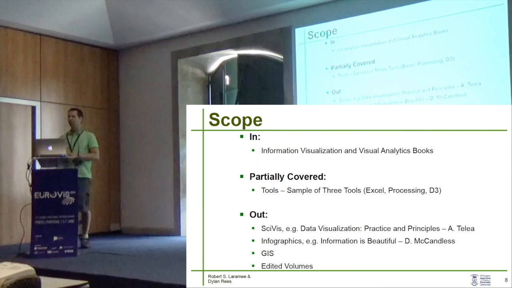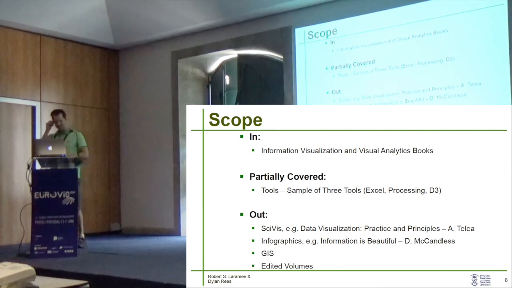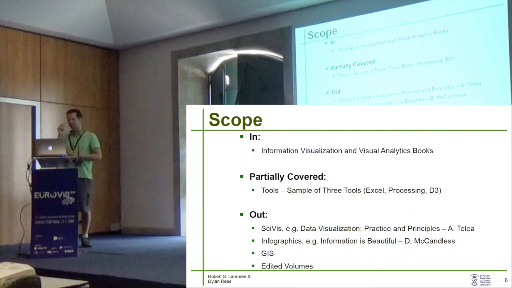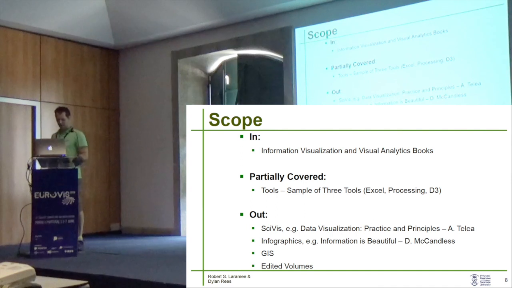So the scope was a discussion that we had for quite a long time. What we could include, this was a very tricky aspect, I would say, of the survey, what we could include and what we couldn't include. And when we started, we thought we could include everything, but we were very wrong. For example, we thought we could include edited volumes in the beginning, but we quickly discovered there are way too many edited volumes.